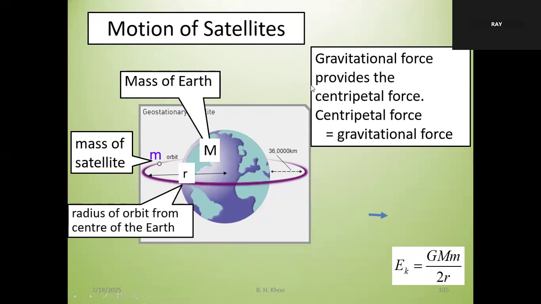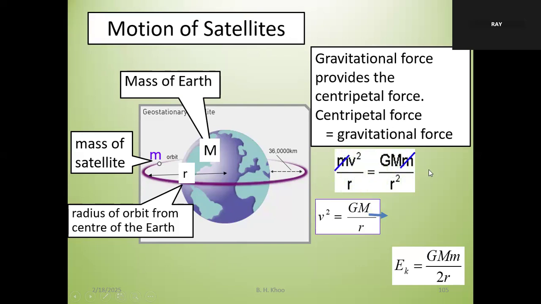This is usually worth 1 point if they ask you to derive. The gravitational force provides the centripetal force. Centripetal force is the gravitational force. Then in this equation the mass of the satellite cancels, which is quite popular. Get V squared equals GM over R.